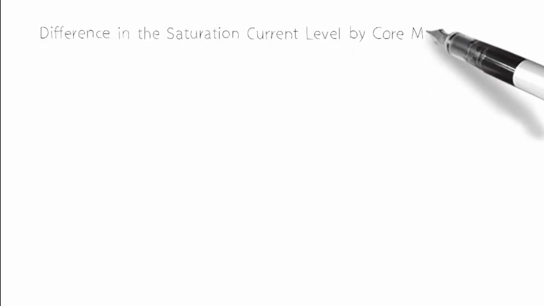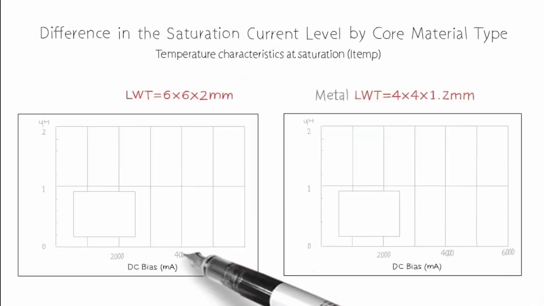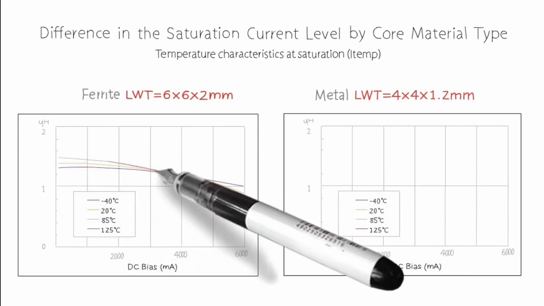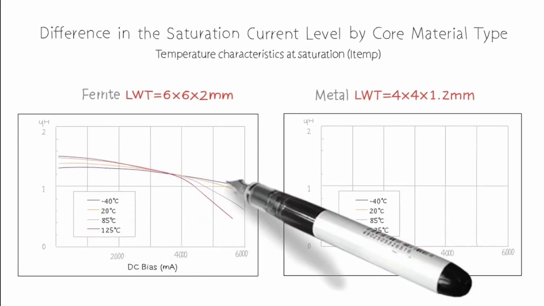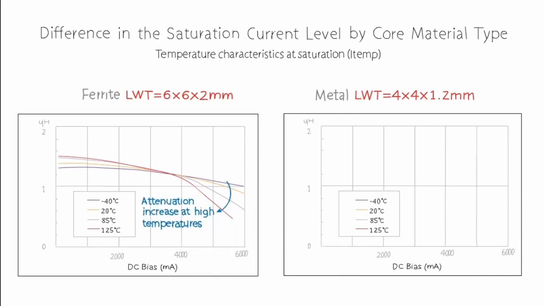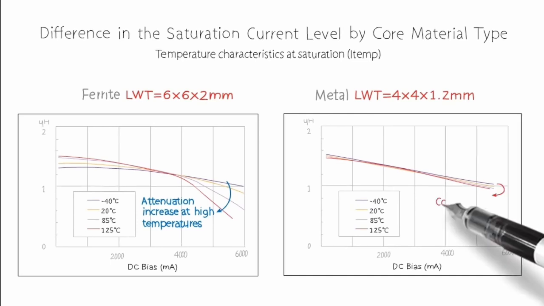Let's take a look at changes in ambient temperature and changes in the inductance in connection with the characteristics at saturation. For the ferrite core, the inductance decreases steeply as the ambient temperature becomes high. On the contrary, the metal core has no significant change in the property of saturation current level with the ambient temperature change. Therefore, the metal core is highly reliable when used in a high-temperature environment.